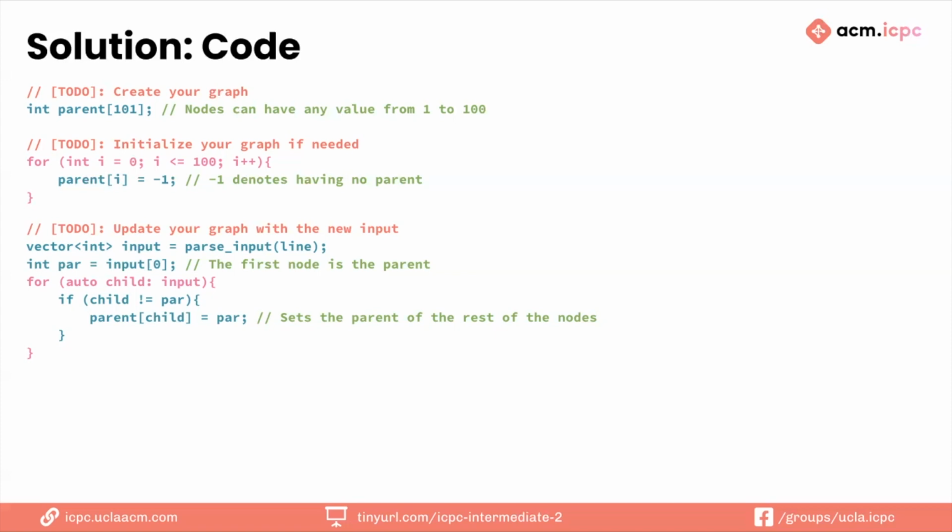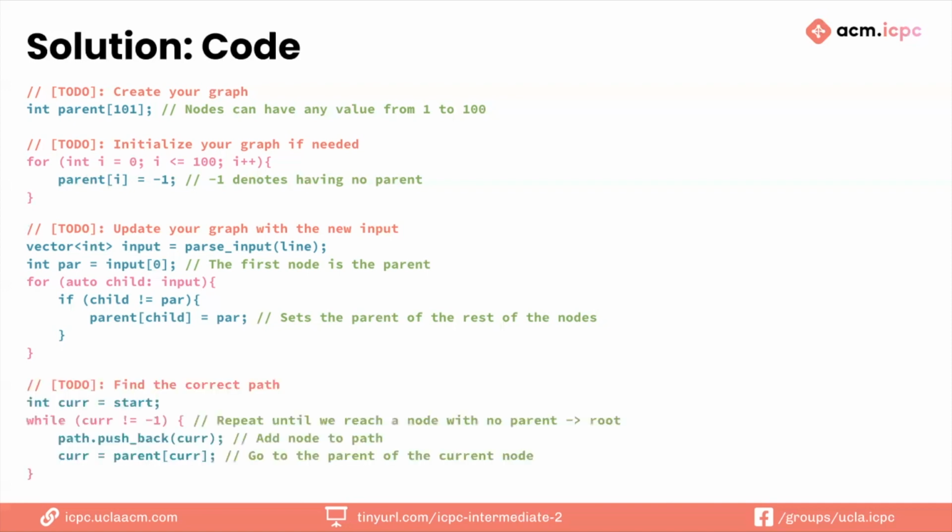All right, at this point, it's important to note that every node now has a parent except the root node. The root node is the only node in the tree that's going to have a parent of -1. So for finding the correct path, we'll just set a current node counter to start. And while our current node is not -1, that means while we haven't reached the top node, we're going to add the current node to our path.